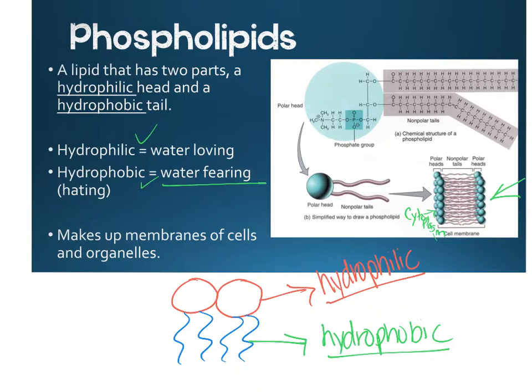Whereas the tails here, they don't like water at all. So these phospholipids are going to orient themselves to where the tails flip around and create this kind of hydrophobic zone in the middle of the membrane. These guys don't like the water in the cytoplasm, so they're going to line up to get as far away as possible from that watery cytoplasm.